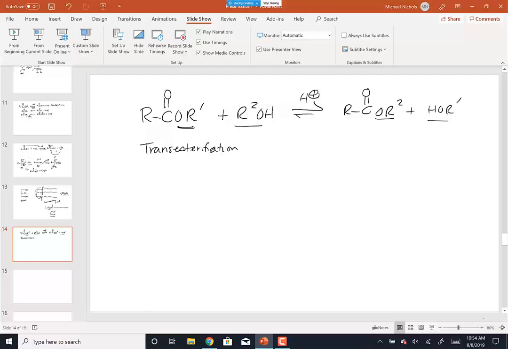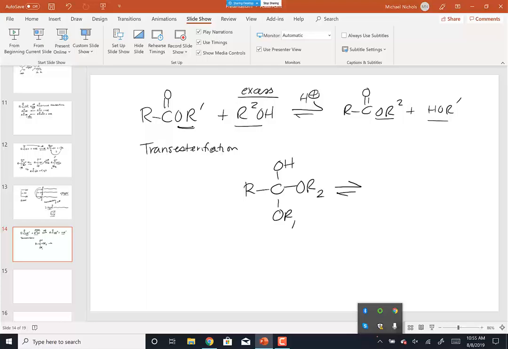In order to really make this work, because this is an equilibrium reaction, we use an excess of the alcohol that we're substituting. Why? Well, without going through the full mechanism, which you can do on your own time, I'm going to end up with this. Right, this is the key species, where I've got both alcohols attached to carbon.